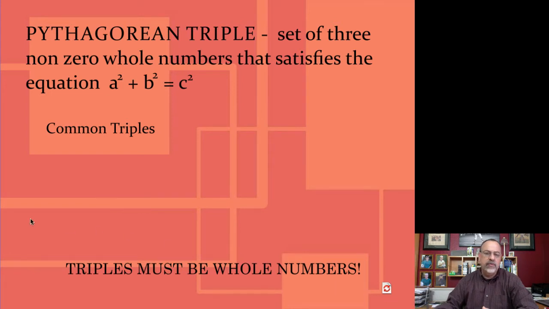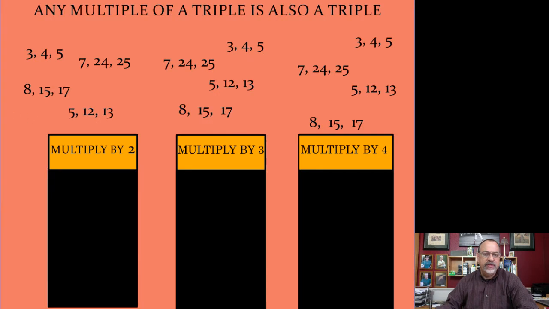Now, it's not really important necessarily that you memorize those, but if you begin to recognize those numbers when you come to a problem, you can save yourself a little bit of arithmetic time by recognizing that those are going to be a right triangle. They are going to make the Pythagorean theorem true. Now, the interesting thing about those triples is once you know what they are, then any multiples of those three values is also a triple.